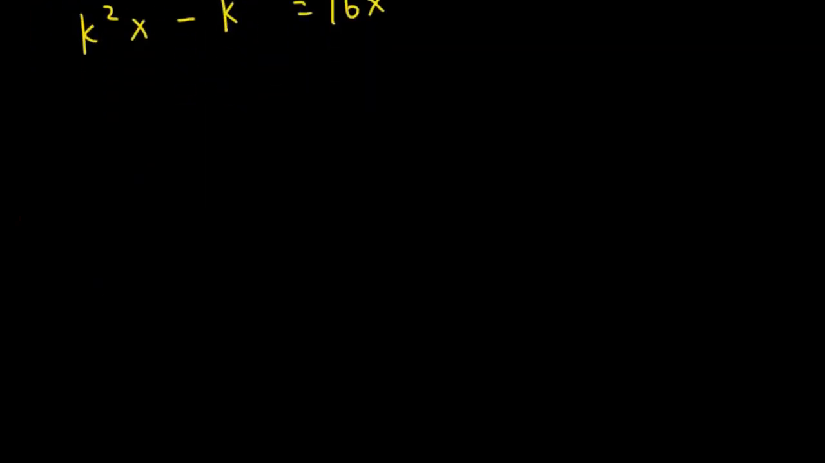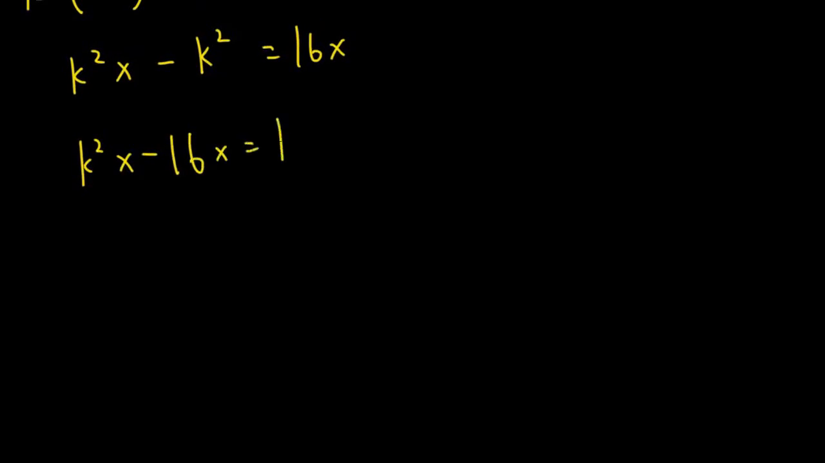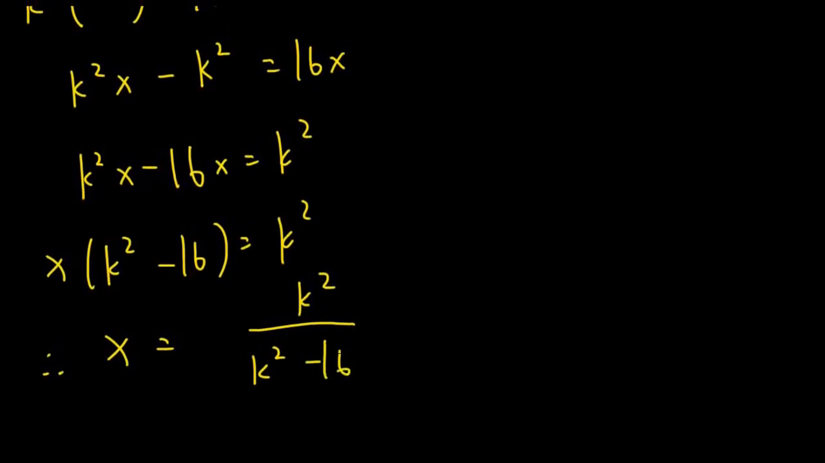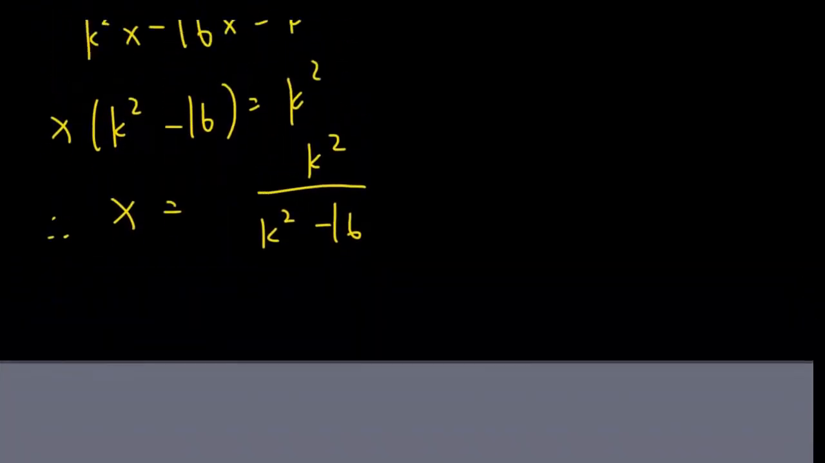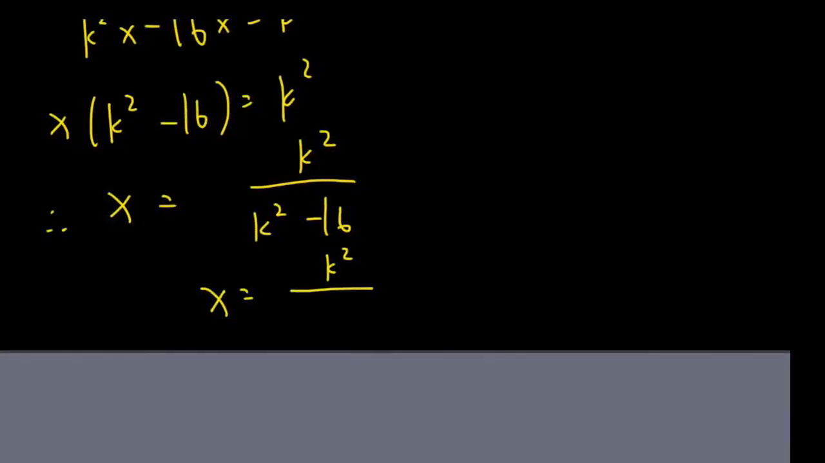So again, we collect the like terms. So k squared x minus 16x is equal to k squared. So let's take out the x. So k squared minus 16 times x is equal to k squared. So therefore, x is equal to k squared over k squared minus 16. Or you can write it as x is equal to k squared over k plus 4 times k minus 4.